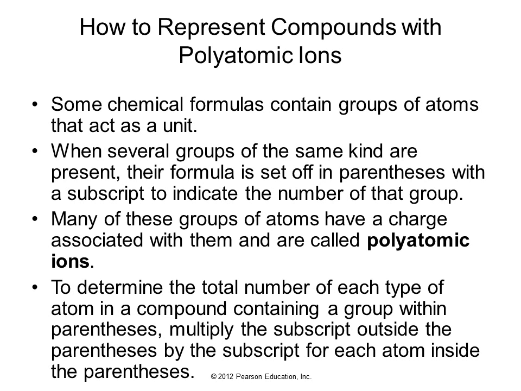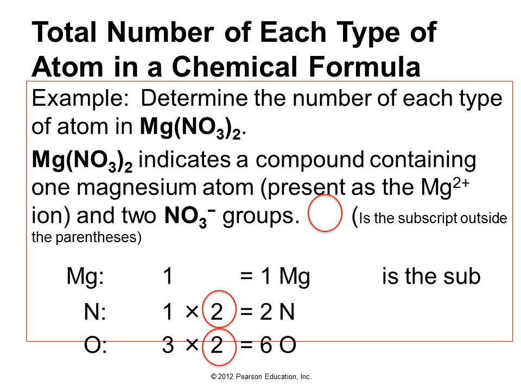To determine the number of each type of atom in a compound containing a group within the parentheses, you have to multiply the subscript outside the parentheses by the subscripts for each atom inside the parentheses. For example, magnesium nitrate. Here's its formula. From the formula, it indicates a compound containing 1 magnesium and 2 nitrate groups. The NO3 is a group.